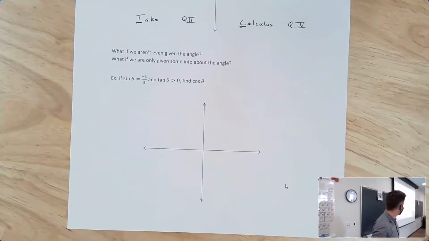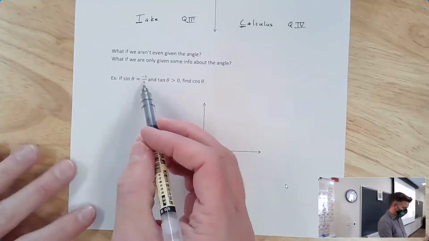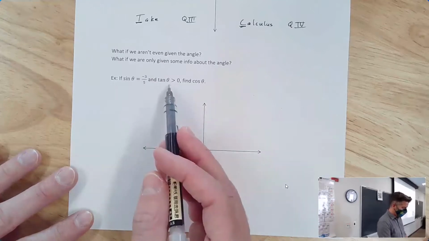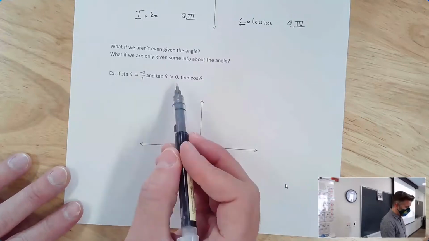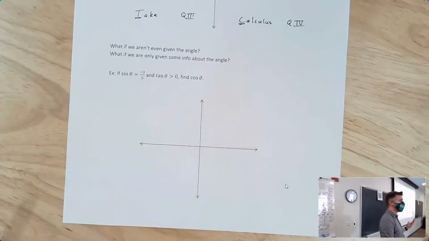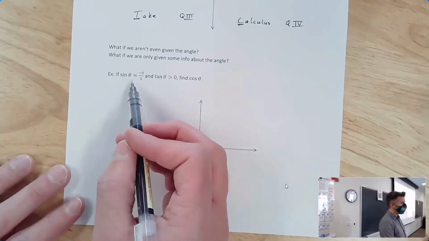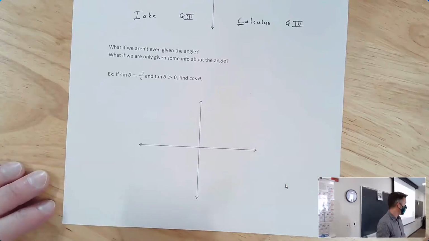What if they don't give us an angle? We only have some information, like sine of theta is -3/5 and tangent of theta is positive. If we're given this information, we can immediately discern what quadrant our angle lives in. If sine is negative, we're definitely not in what quadrant?